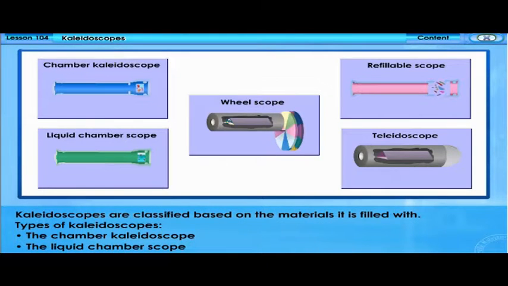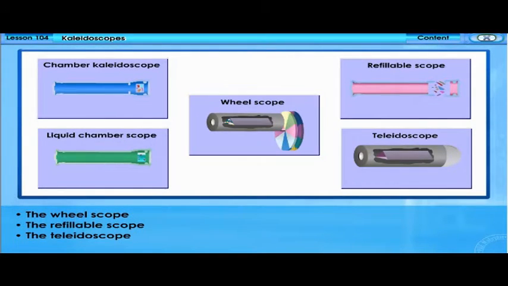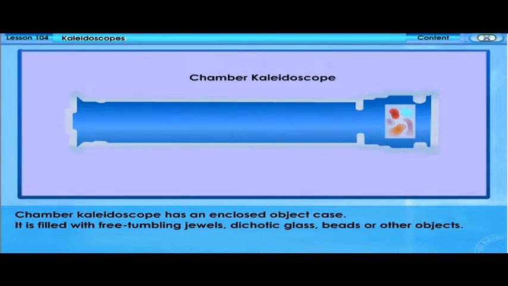Kaleidoscopes are classified based on the material they are filled with. Types of kaleidoscopes: the chamber kaleidoscope, the liquid chamber scope, the wheel scope, and the refillable scope. Chamber kaleidoscope has an enclosed object case. It is filled with free tumbling jewels, dichroic glass, beads, or other objects.